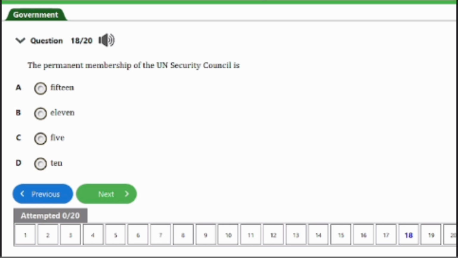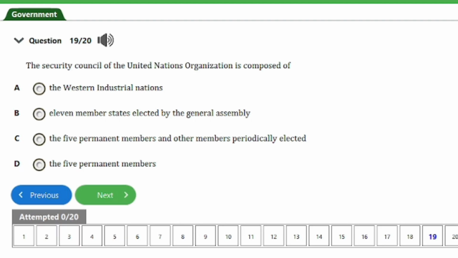So we have here question number 19. It says, the Security Council of the United Nations Organization is composed of A, the Western Industrial Nations, B, 11 member states elected by the General Assembly, C, the 5 permanent members and other members periodically elected, D, the 5 permanent members. So guys, the answer to this question is option C here. That's the 5 permanent members and other members periodically elected, and that's it for this question.